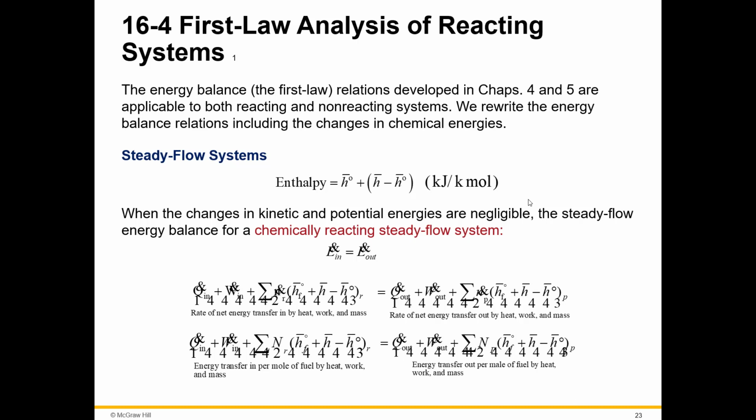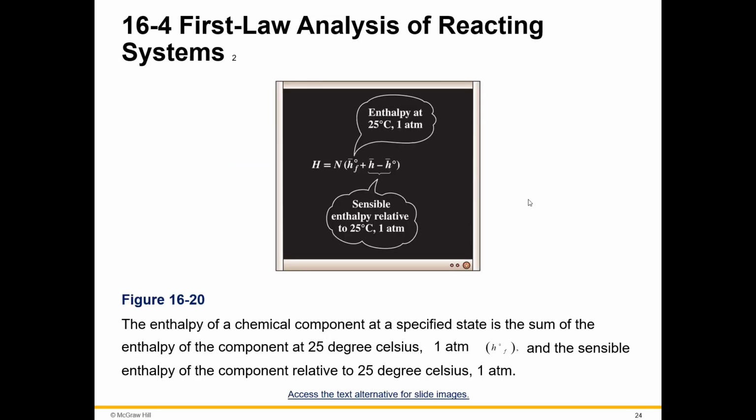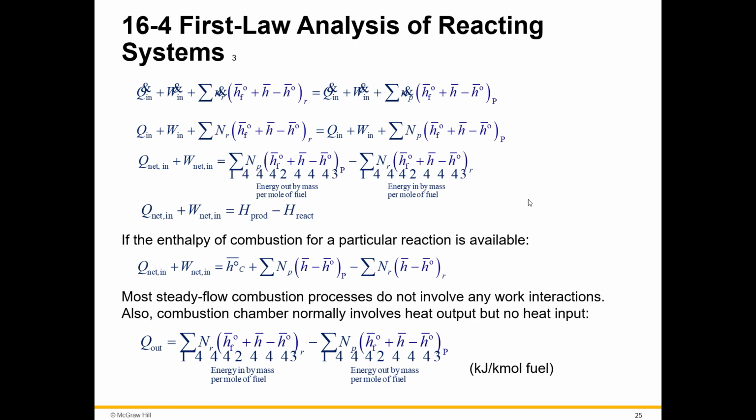When changes in kinetic and potential energies are negligible, the steady flow energy balance for a chemically reacting steady flow system is just E_in equals E_out, and that's for the steady flow. The enthalpy of the chemical component at a specified state is the sum of the enthalpy of the components at 25 degrees Celsius, 1 atmospheric pressure. So remember, that's our starting point. And the sensible enthalpy of the component relative to 25 degrees Celsius, 1 atmospheric pressure.